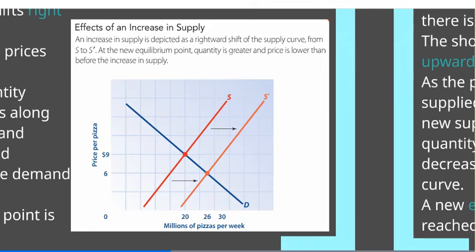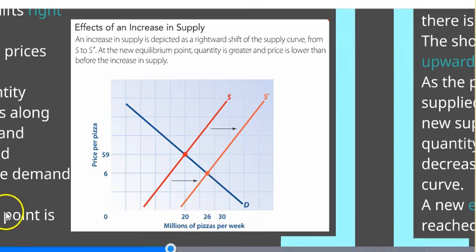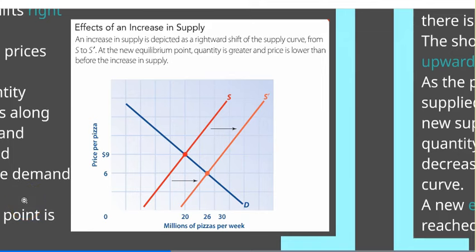So we talked about the 5 things that can shift a supply curve. Any of those changes shift the supply curve, but none of them will shift the demand curve. An increase in supply means that producers are willing and able to supply more pizza at each price. So our supply curve shifts to the right. After the supply curve shifts to the right, the amount supplied at the initial price, so if we look at $9, changes from 20 million pizzas per week to 30 million pizzas per week.